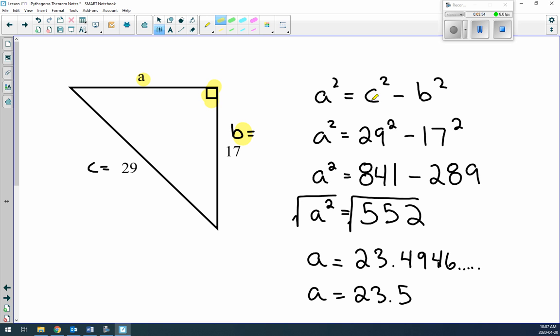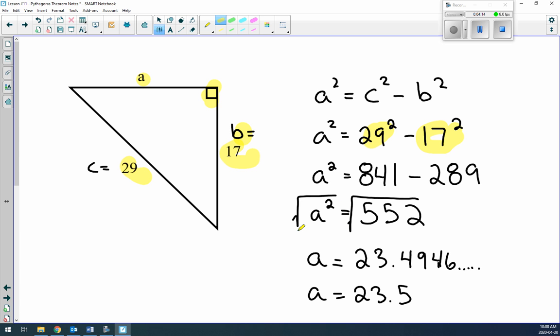So it's A squared equals C squared minus B squared. Again, plug in the numbers. A squared equals 29, that's the hypotenuse, 29 squared, minus 17, that's B, 17 squared. So we end up with A squared equals 841 minus 289. Do the math, subtract them. We end up with A squared equals 552.